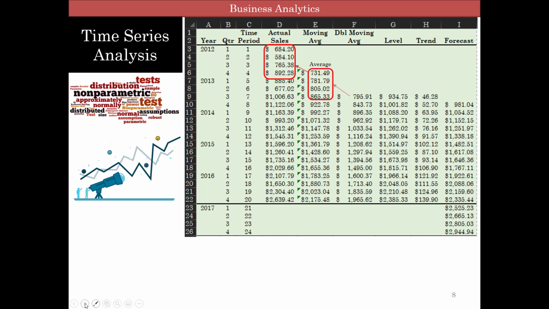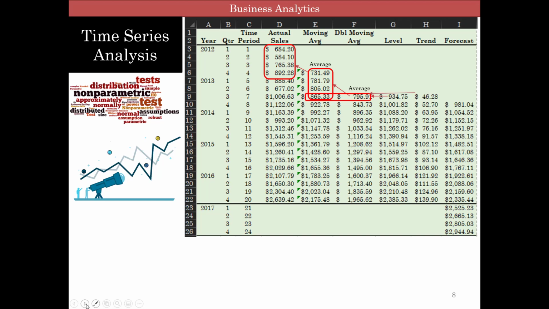Then you're going to take 4 moving averages and calculate the double moving average. So that's the average, and then you get the double moving average. Notice it is in the same time period, unlike the simple moving average, which is always in the next time period. Then you're going to use the moving average and double moving average and calculate level.